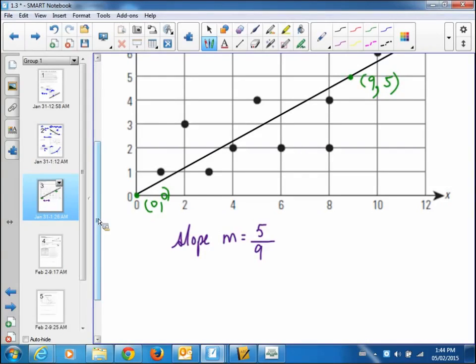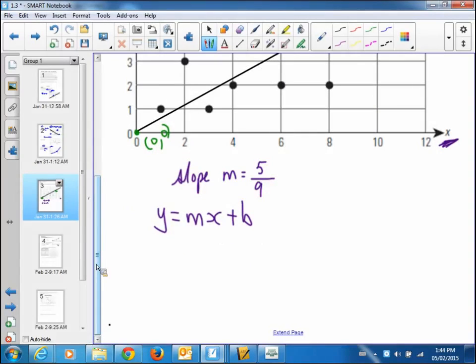Now the general equation of a line is y equals mx plus b. This is the x-axis here, and the y-axis goes up and down. And what is the b value here? I mentioned, try to pick it as 0 if it looks like it should be, because then it makes your equation way easier. Y equals 5/9 is your m, x. And that's the equation. In this case, there wasn't a lot of work.